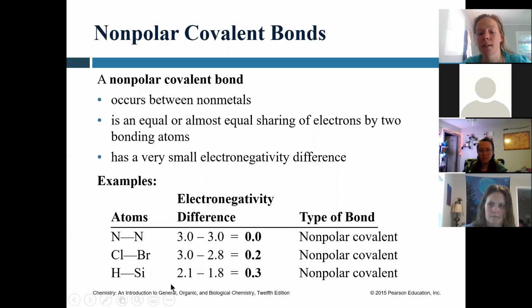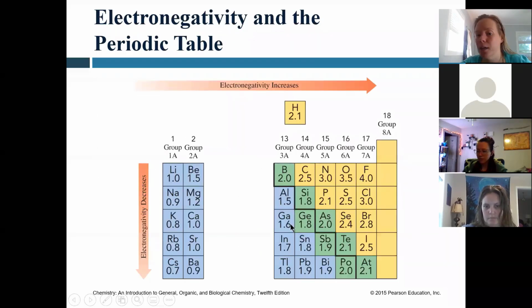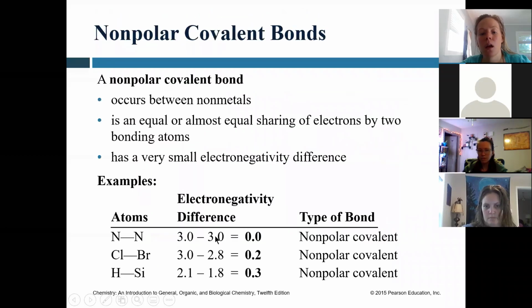So hydrogen and silicon, the electronegativity difference is 2.1 minus 1.8. Where those numbers came from, they came off of this chart, okay? You don't have to have those memorized. But the difference between them is 0.3. We're going to say that that's close enough to call it a nonpolar covalent bond.